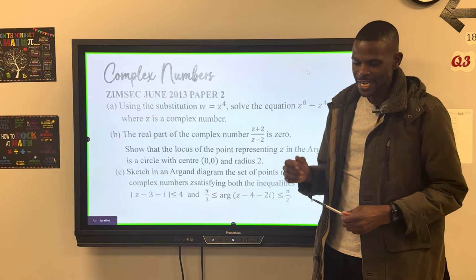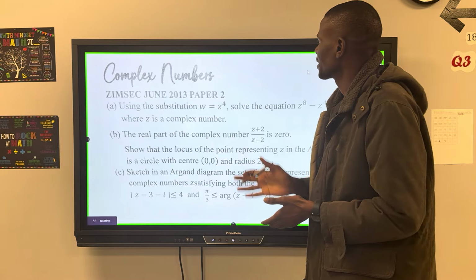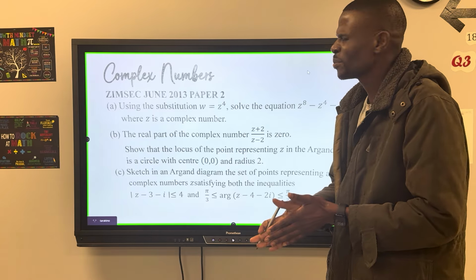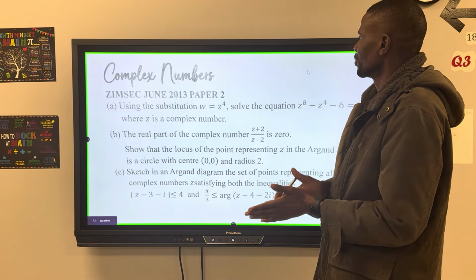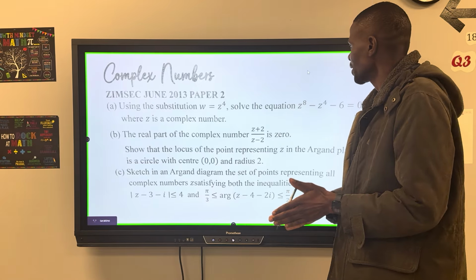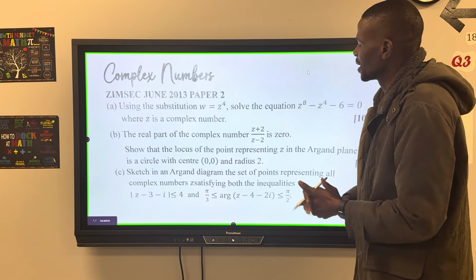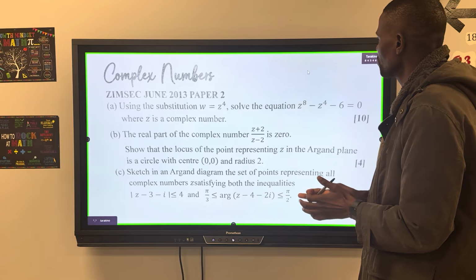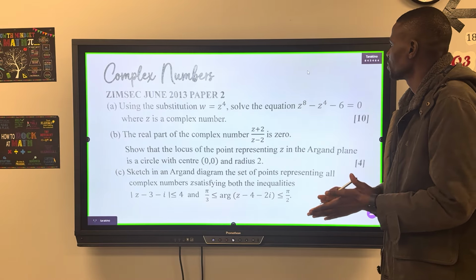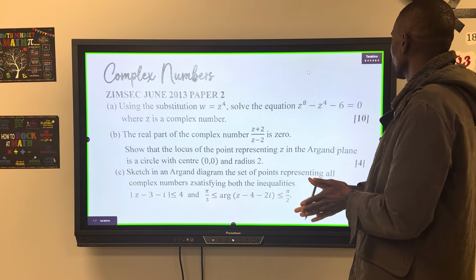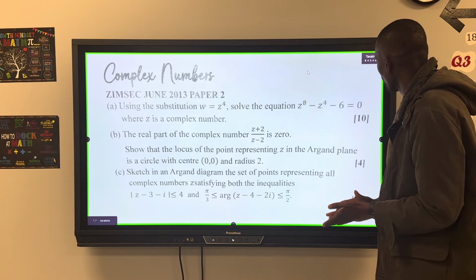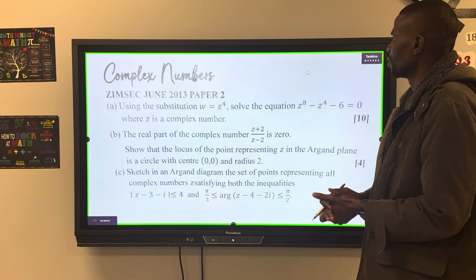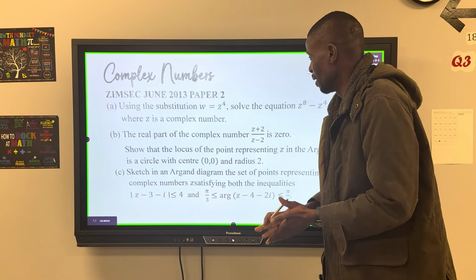Welcome back. Okay, so today we need to tackle a problem on complex numbers. It's from ZIMSEC, June 2013. The question reads, Part A, using the substitution W is equal to Z to the fourth power, solve the equation Z to the 8 minus Z to the fourth minus 6 equal to 0, where Z is a complex number.